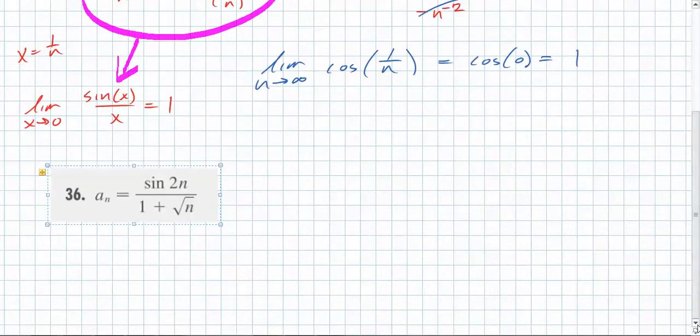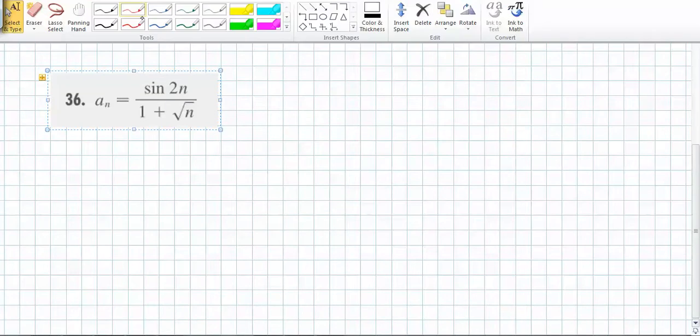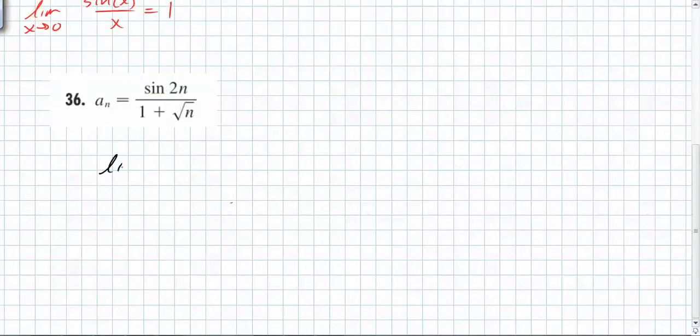Which does this. Anybody have any ideas about what to do? Make it a limit. Okay, so the limit as n goes to infinity of sine of 2n over 1 plus the square root of n. The problem here is, what's the sine of infinity? What's it do? It just goes around. So I use squeeze theorem. You use squeeze theorem. How did you apply the squeeze theorem here? Negative 1 is less than sine of 2n. I like what you did.